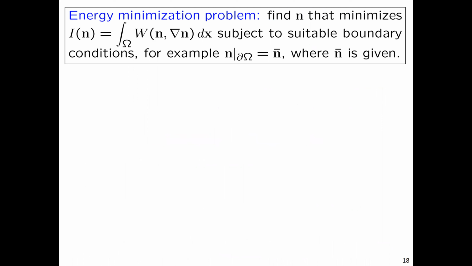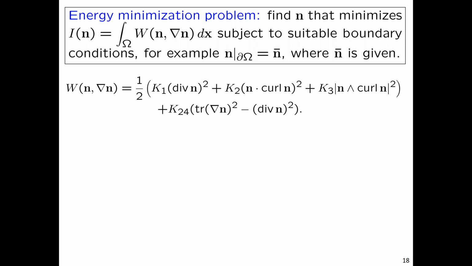Okay, so here's a fundamental energy minimization problem. We give ourselves some boundary conditions so that n on the boundary is some given n bar, which varies as you go around the boundary. And you have to find an n that minimizes the integral subject to those boundary conditions. So that's the question: can you do that? Is there such an n? What can you say about it? So here's the integrand again.